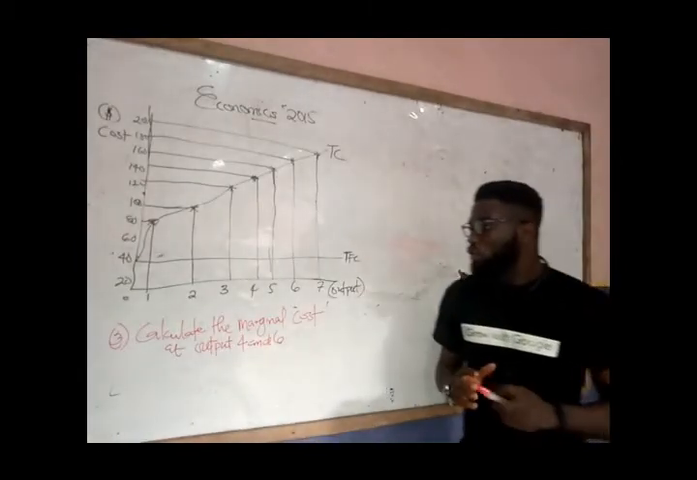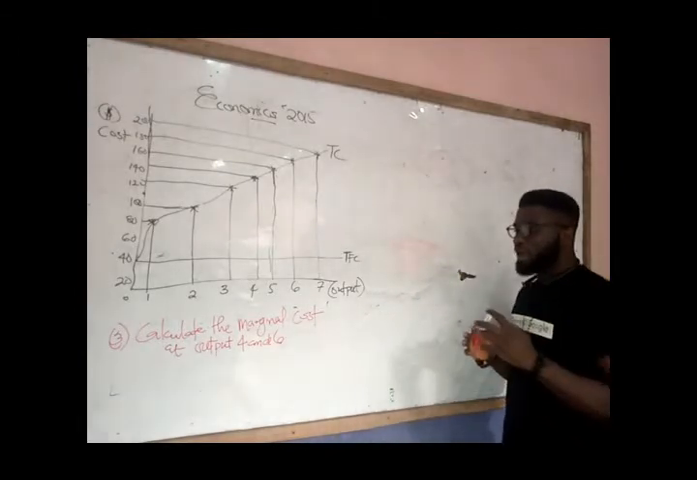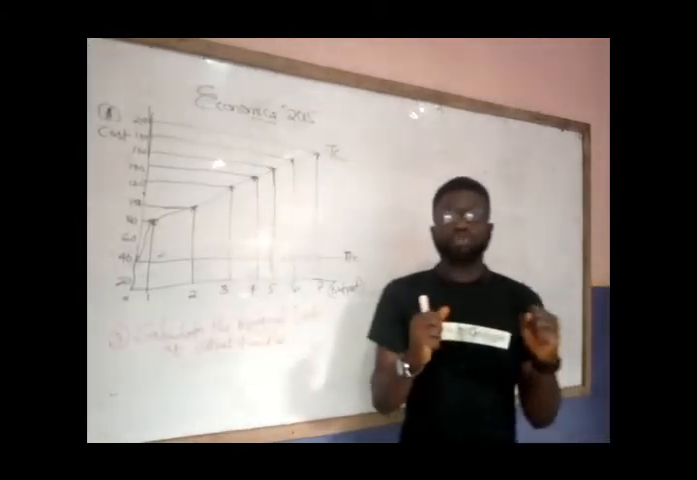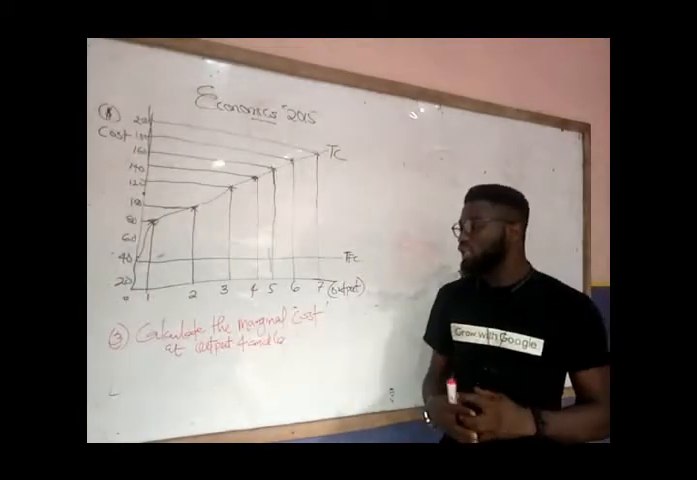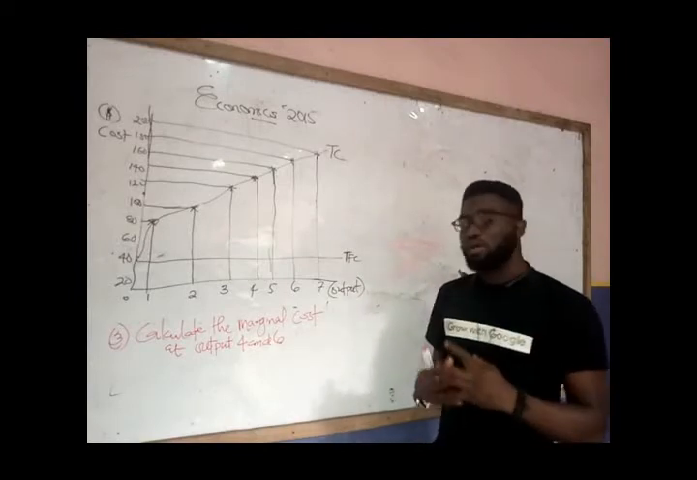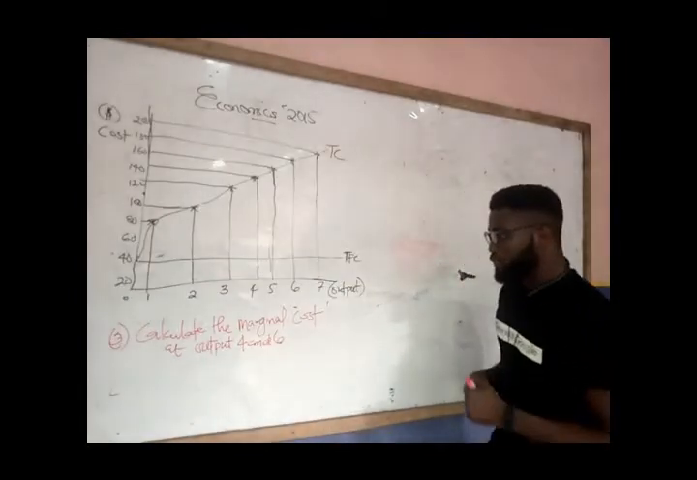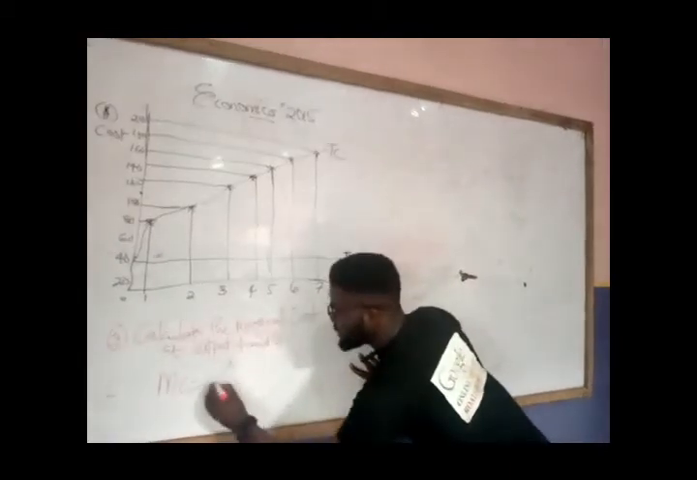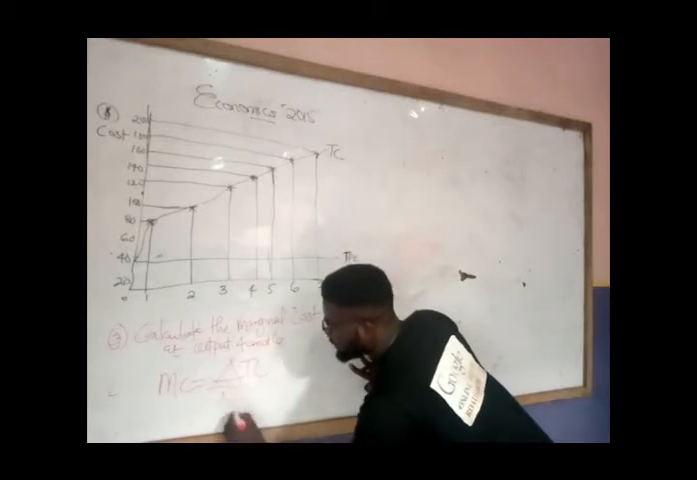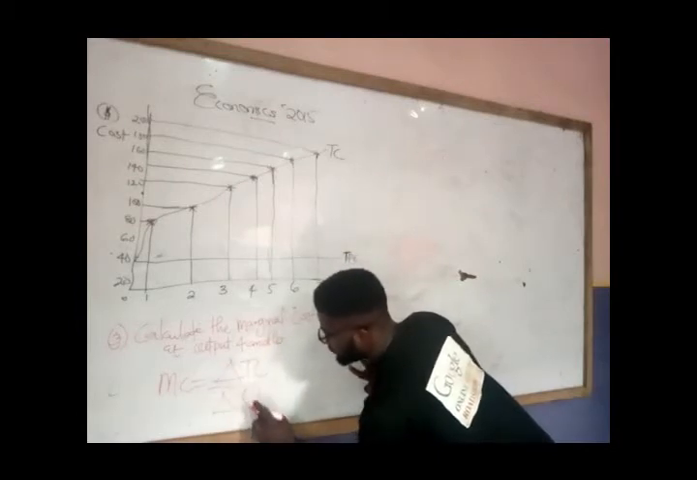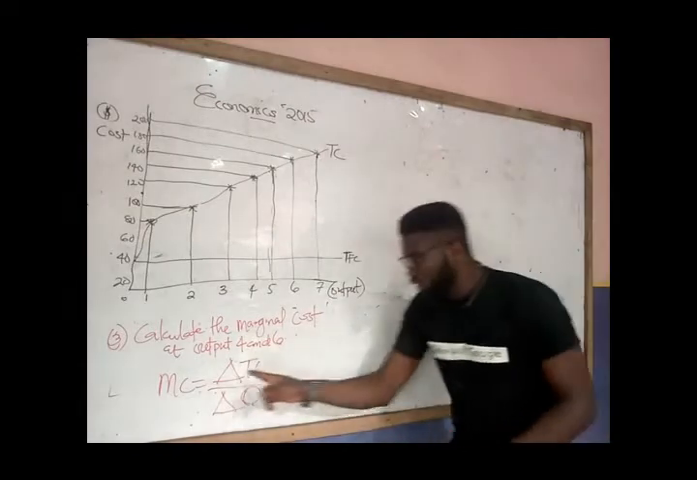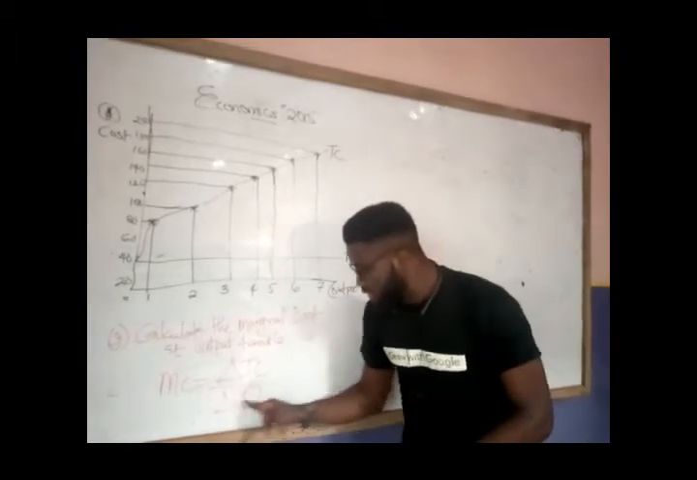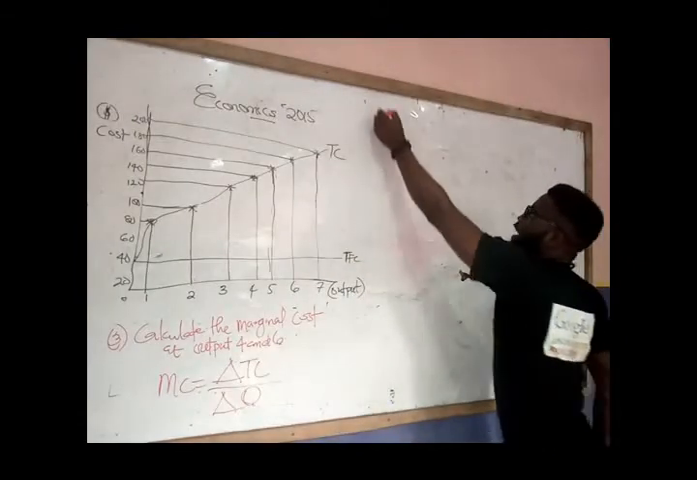So we now want to calculate what is the marginal cost at output 4 and output 6. So the next question you need to ask yourself is, how do we calculate marginal cost? Very simple. You say MC equals change in TC over change in output. Now, in economics, Δ means change. So this is change in TC over change in output.